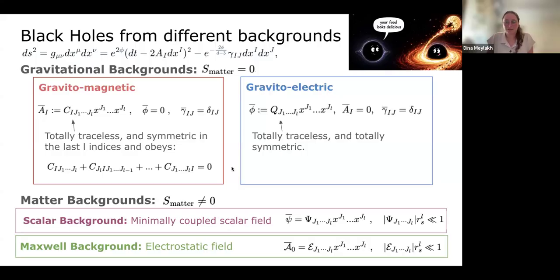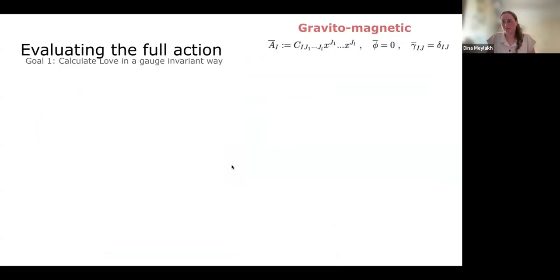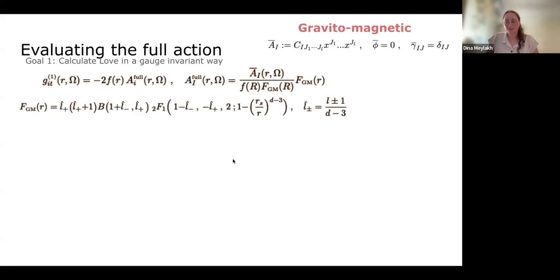Okay, so we have the backgrounds, and now we're ready to evaluate the full action. For simplicity, I'm going to focus here on the gravitomagnetic case because it's the simplest one, but if you are interested in the details, the rest are in the paper. Thankfully, the full solution has been calculated already in the literature.